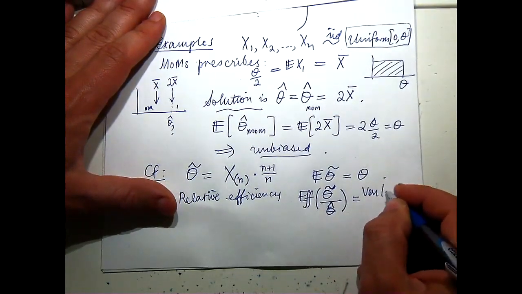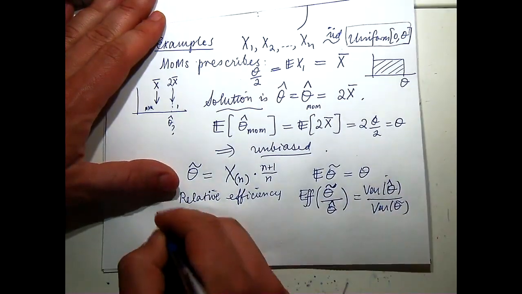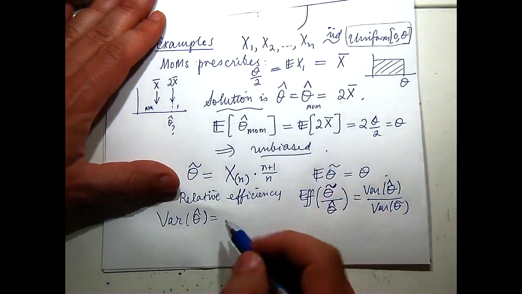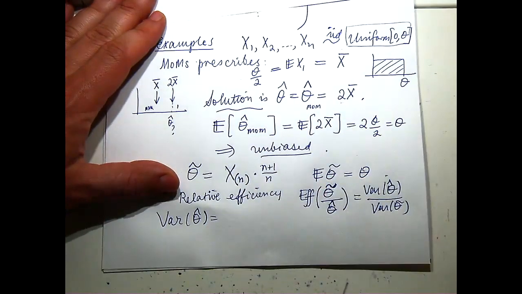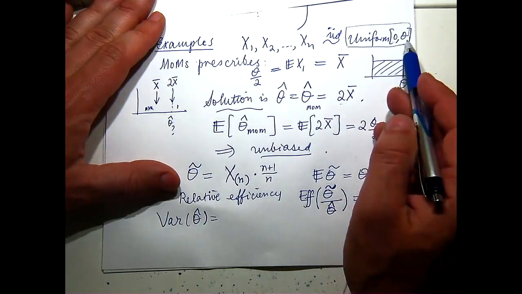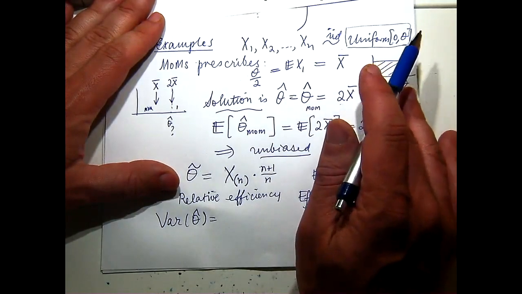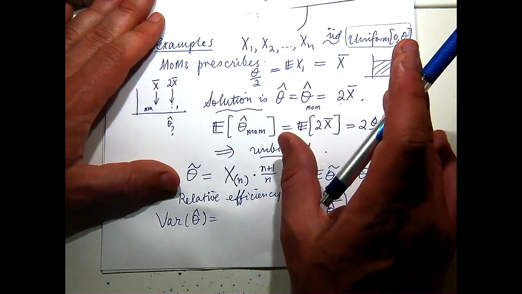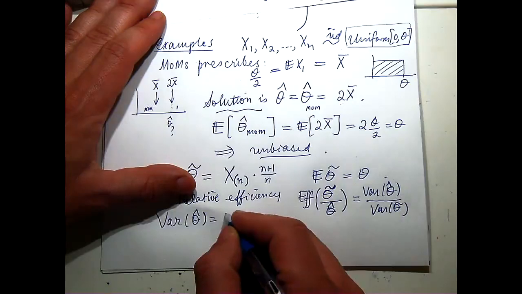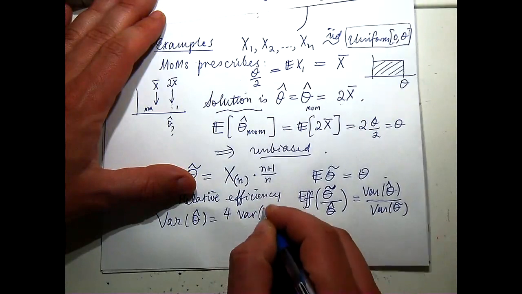So it is, of course, the variance of theta hat divided by the variance of theta tilde. The variance of theta hat is double the variance of x bar, which is double the variance of the underlying divided by n. Remember, if the underlying has variance sigma squared, then x bar has variance sigma squared over n. That doesn't rely on normality or anything. Variance always goes down by a factor of n when you take the sample mean. So of course, there's a factor of 4 from this: 4 times the variance of x1 divided by n.